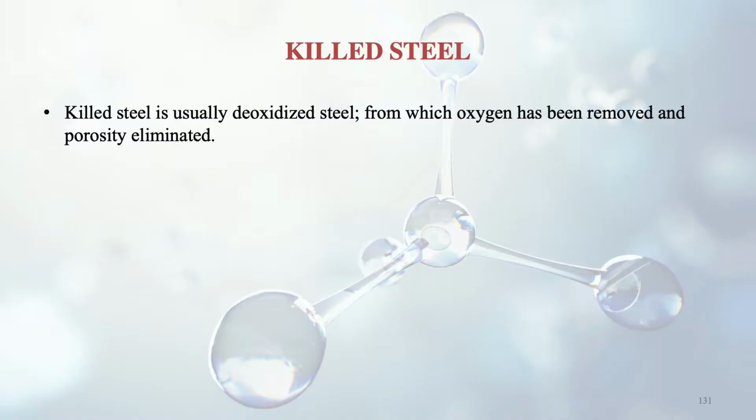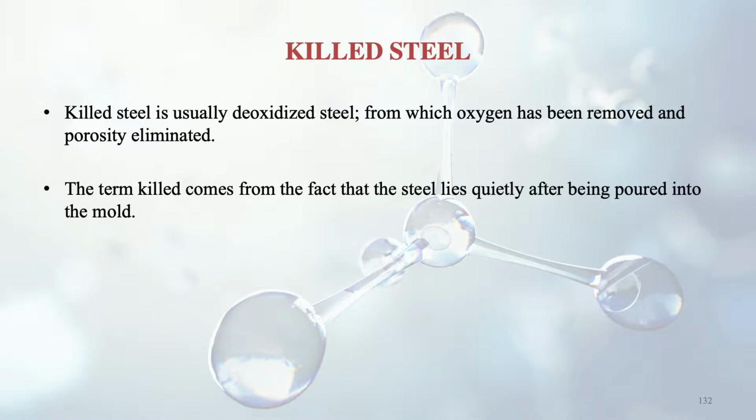The first one is the killed steel. Killed steel means that it is free of any oxygen. It is usually deoxidized steel, from which oxygen has been completely removed and porosity is also eliminated. The term killed comes from the fact that the steel lies completely quiet after being poured into the mold. There is no agitation or movement of the molten steel, so it lies completely still. That's why the name is killed.